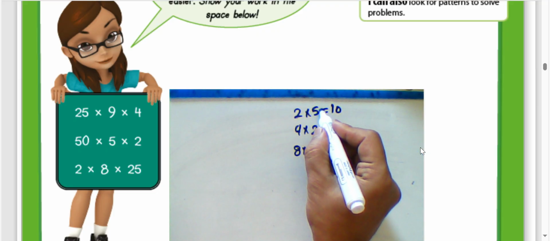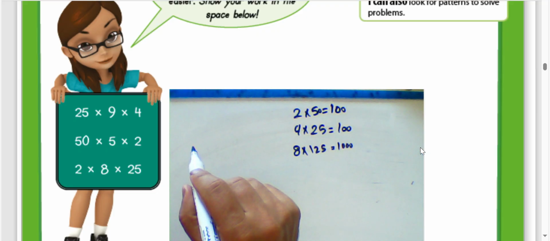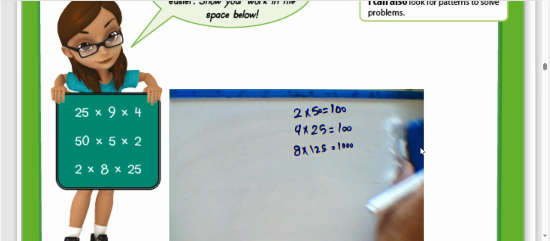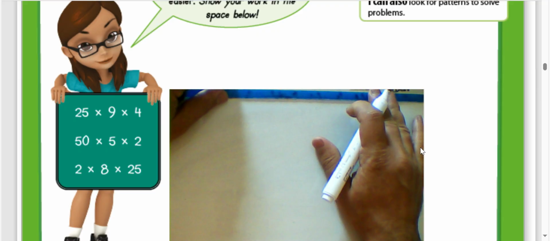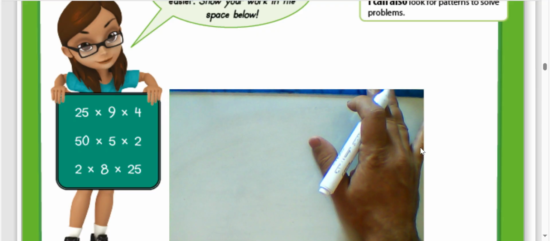And what about if we put 0 here? Then the result will be 100, 2 times 50. So it's a base to find the product between any two numbers or any three numbers.